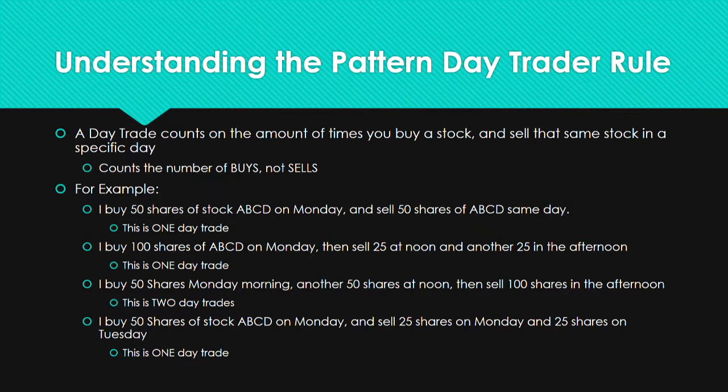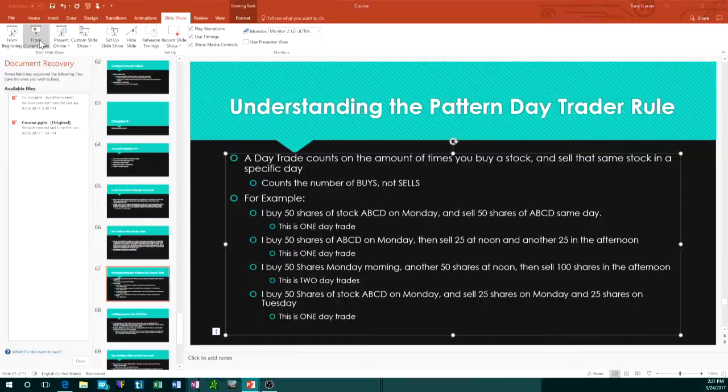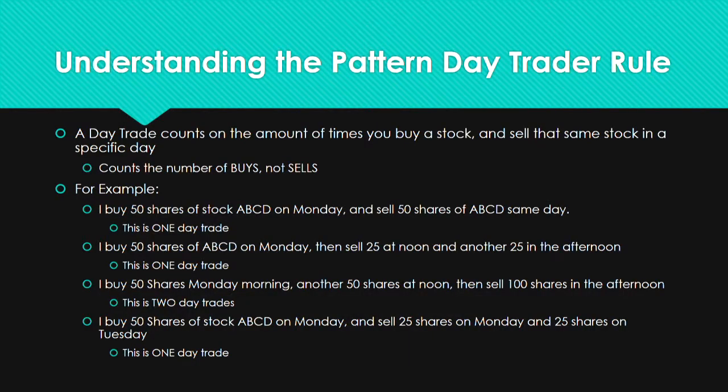Let me change that real fast, to circumvent any possible confusion here. If I buy 50 shares of ABCD on Monday, I sell 25 at noon and another 25 in the afternoon, that counts as one day trade because you bought it one time. It doesn't matter how many times you sell, it goes off of your intent. You intended to buy it one time, so that counts as one day trade because you sold that one buy in the same day.